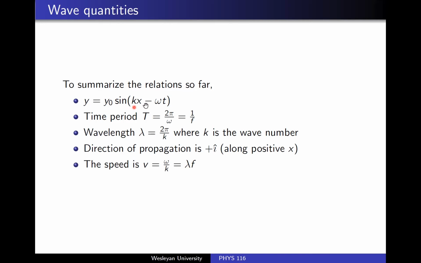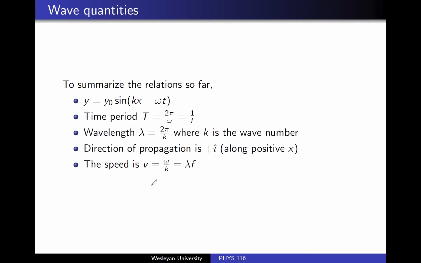In this case, because we have kx minus omega t, as t increases, x also has to increase if we are following a peak on the wave. And so we say that the direction of propagation of the wave is plus i hat, that is, in the positive x direction. What about the speed of propagation?